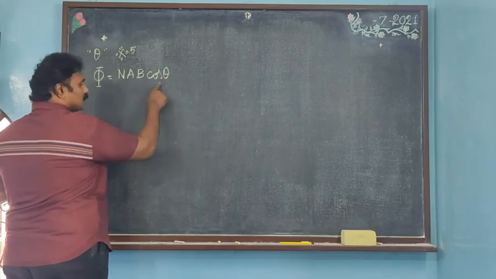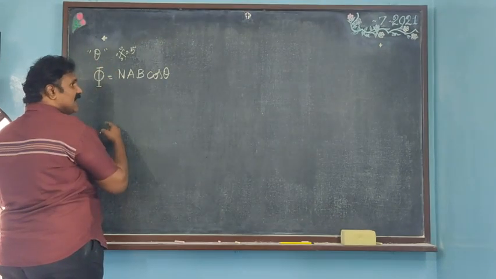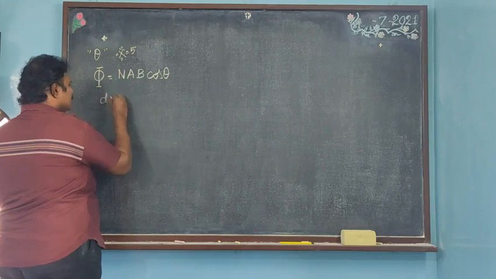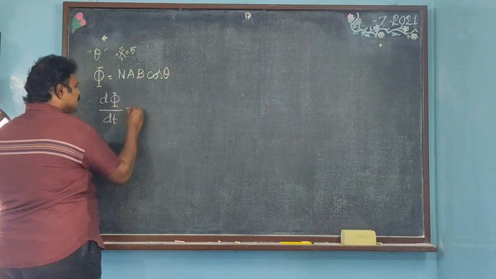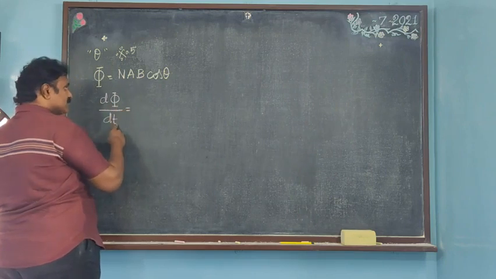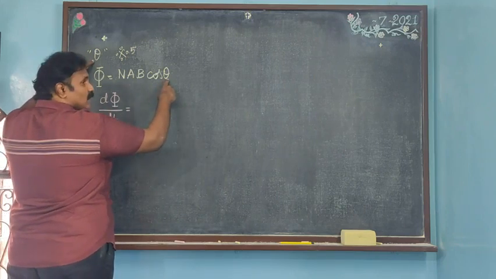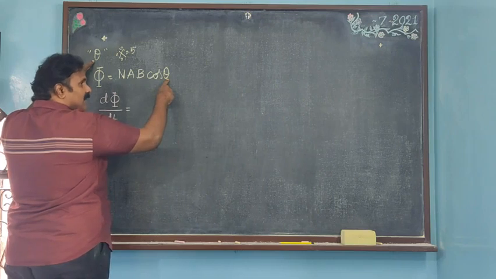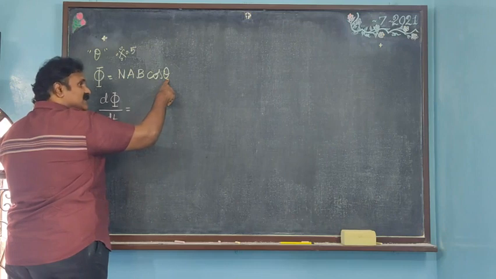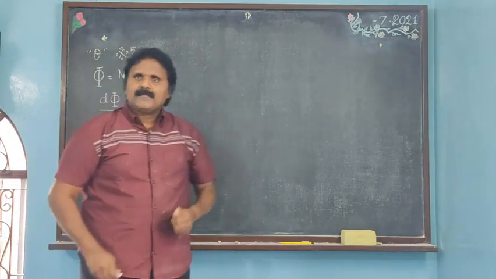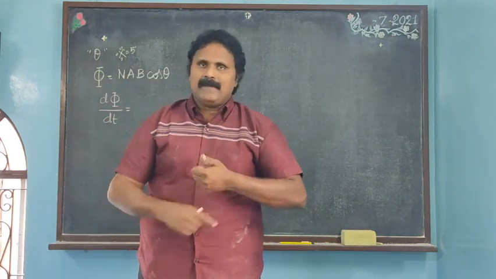So phi is equal to N A B cos theta. Now I am going to change only the angle. Let me do one thing: d phi by dt, the change in the magnetic flux with respect to time, is obtained by changing only the orientation of the coil. What is orientation? Angle. What is that angle? Theta. What is the angle theta? The angle between the normal drawn to the plane of the coil and the applied magnetic field.